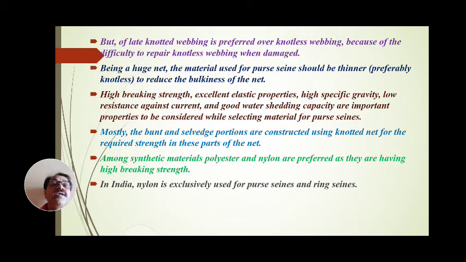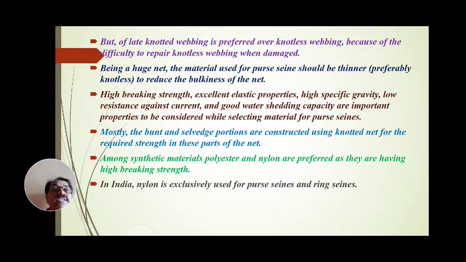Mostly the bunt and selvedge portions are constructed using knotted net for the required strength in these parts of the net.